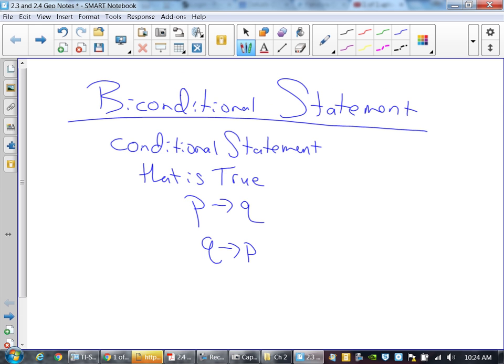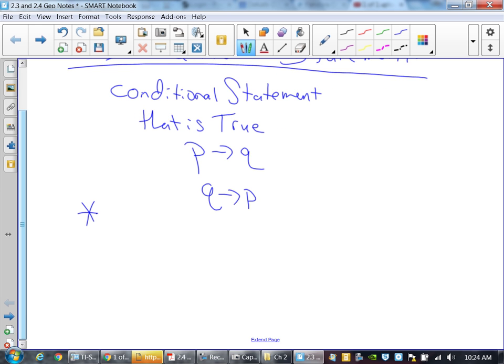So let me show you a really, really easy example of this. If an angle measures 90 degrees, then it is a right angle. You guys agree on that? If I say the converse, basically saying it backwards: if an angle is a right angle, then it measures 90 degrees. And that's also true. So it's true going in either direction.